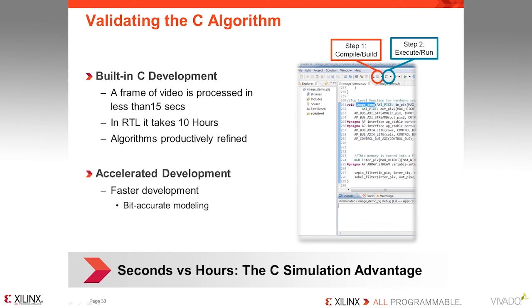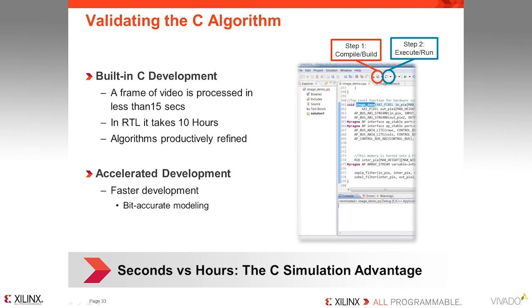The example we'll show here on the screen, a frame of video is processed in less than 15 seconds when you run it in C. If you run the RTL simulation for the same frame of video, it takes about 10 hours, and that's 10 hours on one of the big Linux boxes here that we have at Xilinx. Executing and refining your algorithm in C is the greatest benefit of high-level synthesis. It's not so much the tool itself, it's the fact that you can develop your C algorithms and run with C simulation speeds. Seconds versus hours. There is a huge advantage to using C simulation to develop your algorithm.